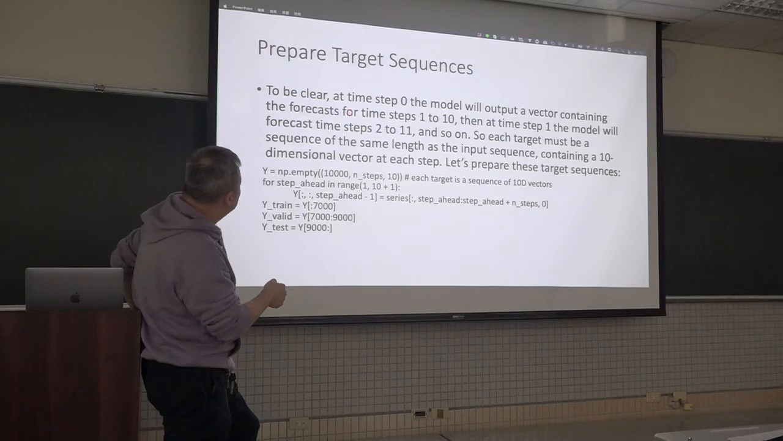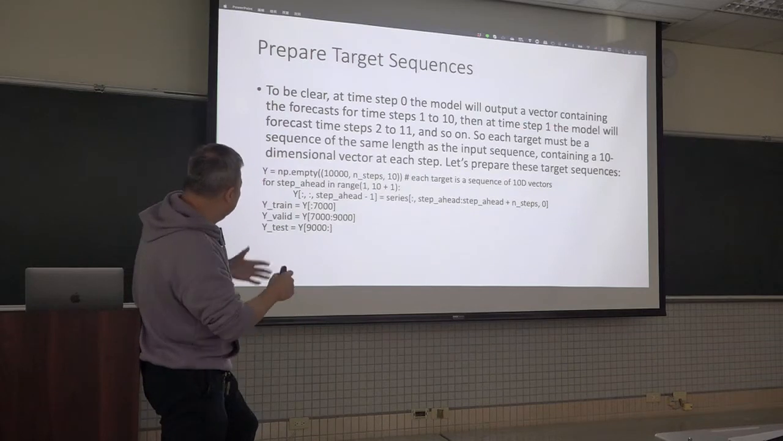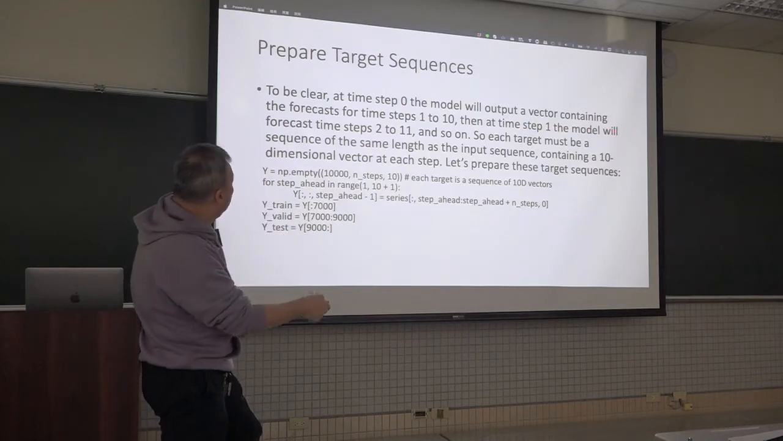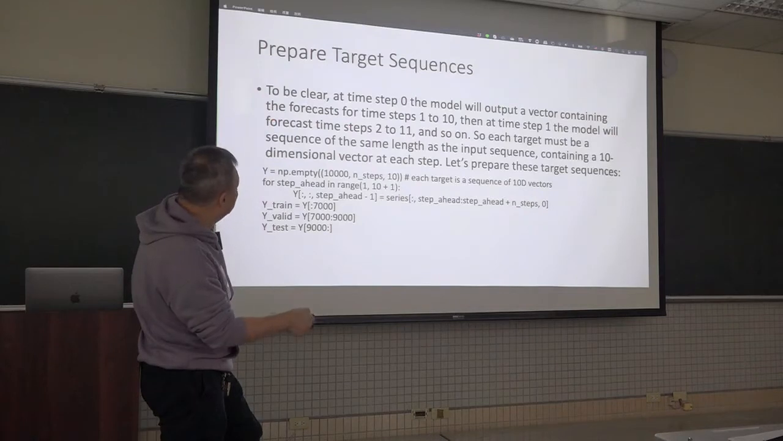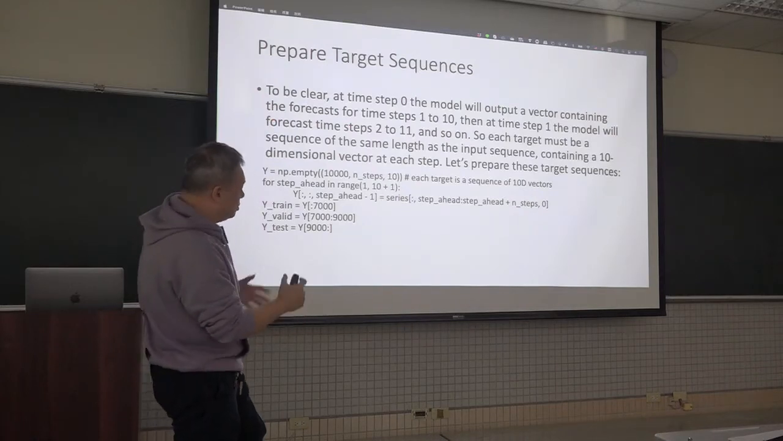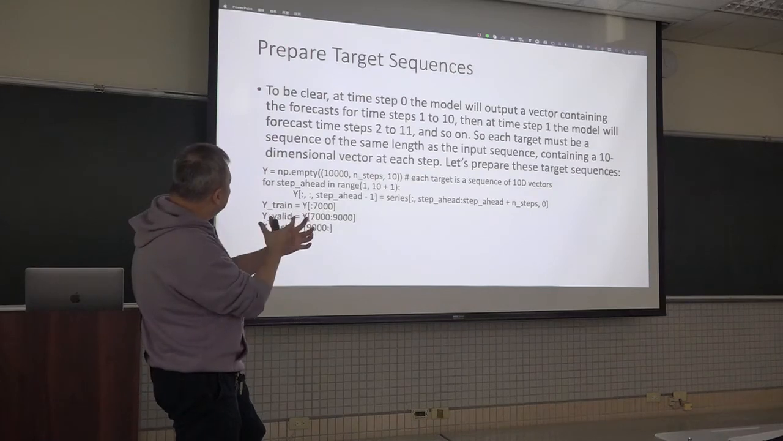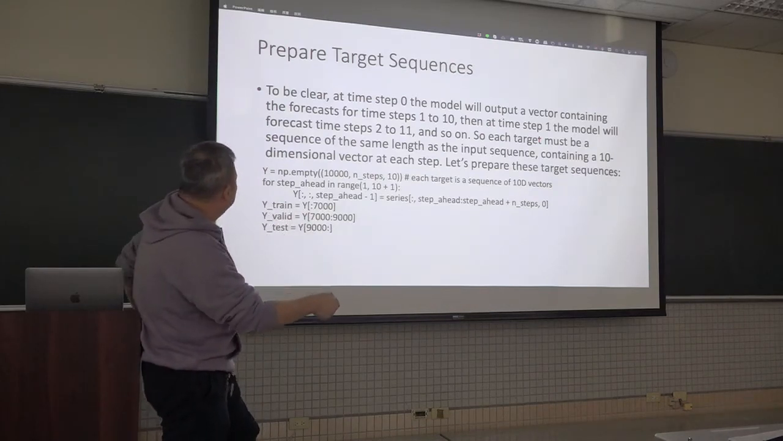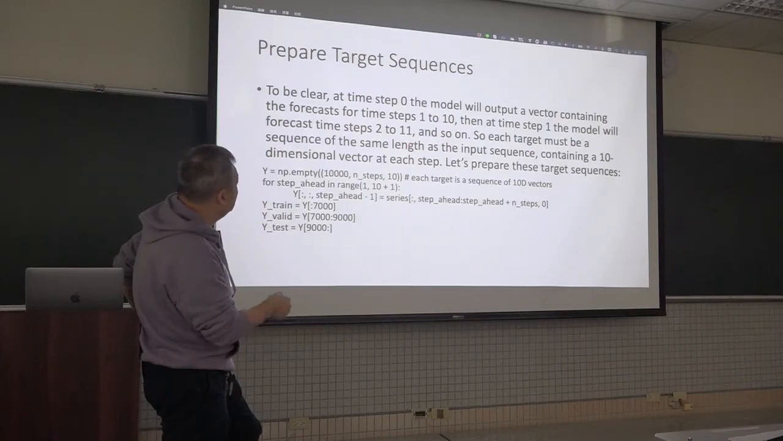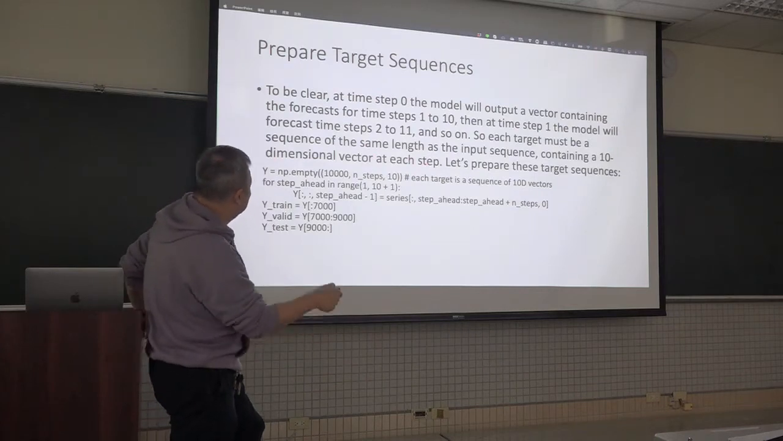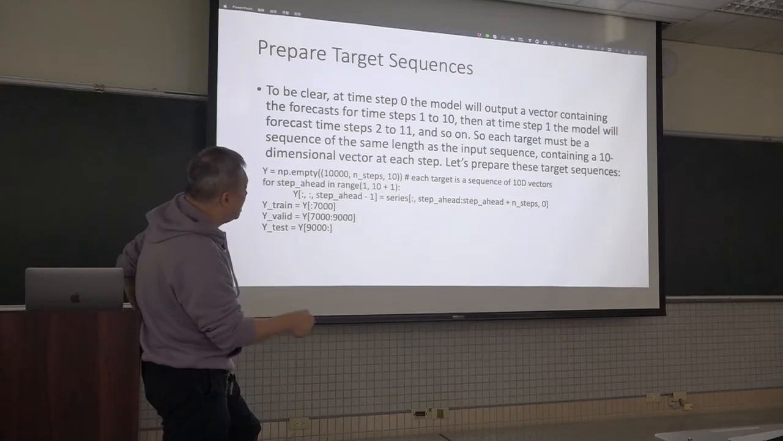So, to be clear, at time step 0, the model will output a vector containing the forecast for time steps 1 to 10. Then at time step 1, there's some kind of overlapping. The model will forecast steps 2 to 11 and so on. So the offset is 1, it's not 10. Each target must be a sequence of the same length as the input sequence, containing a 10-dimensional vector at each step. So we need to prepare the target sequence.